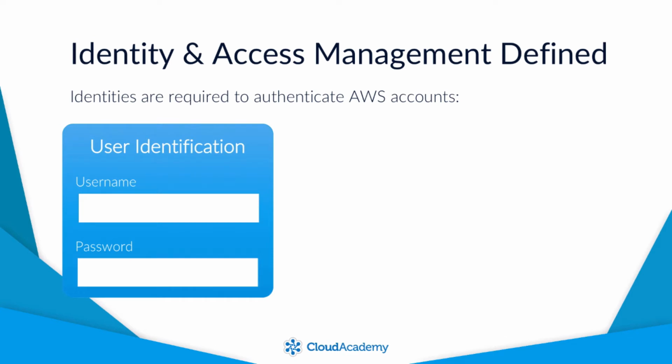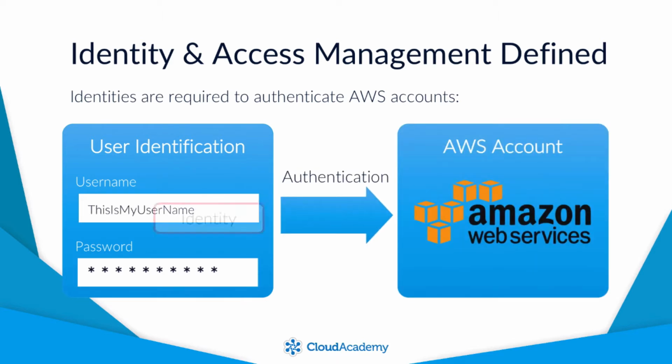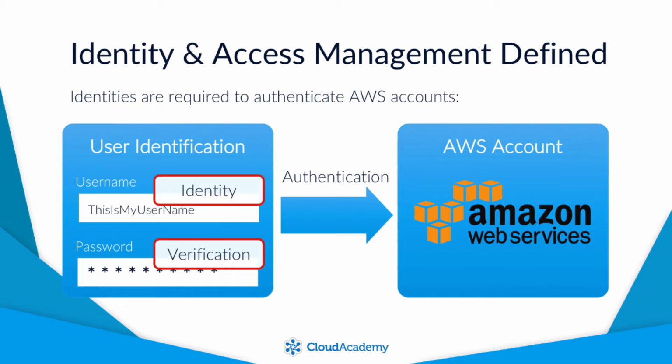Identities such as AWS usernames are required to authenticate to your AWS account. Authentication is the process of presenting an identity, in this case a username, and providing verification of that identity, such as entering the correct password associated.